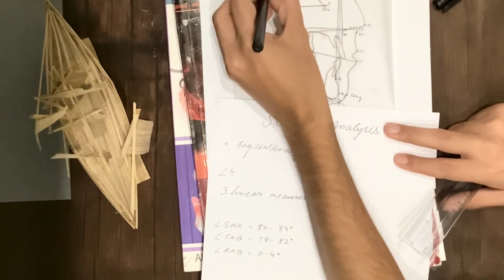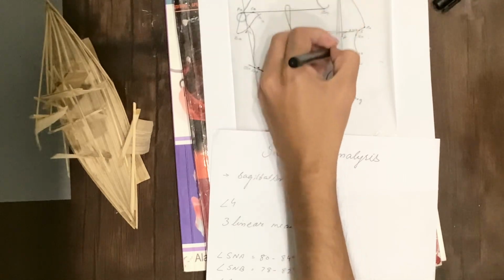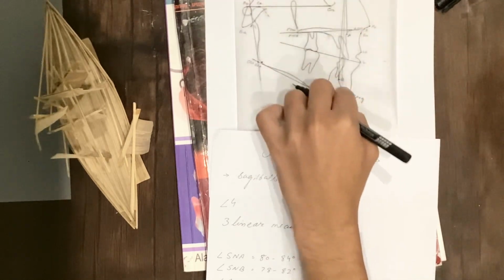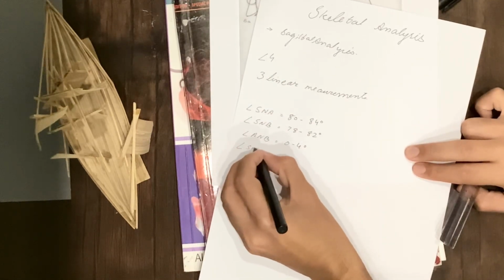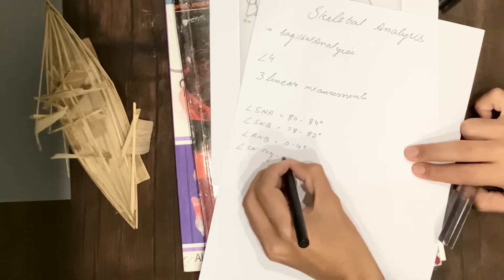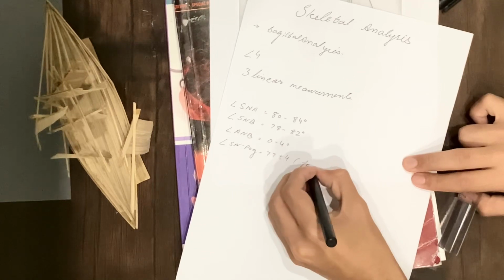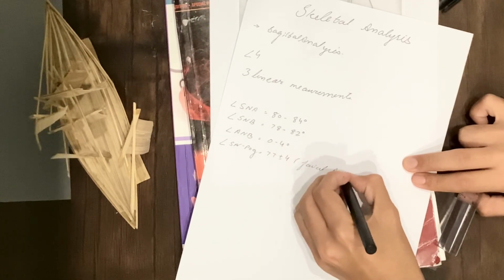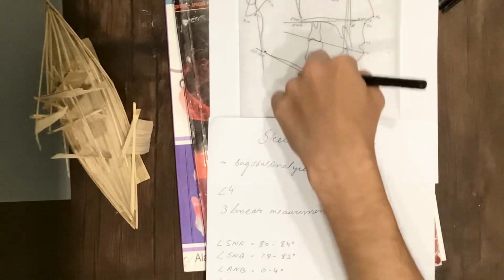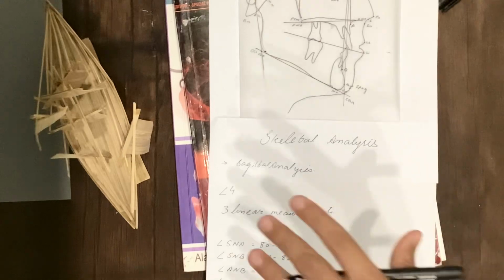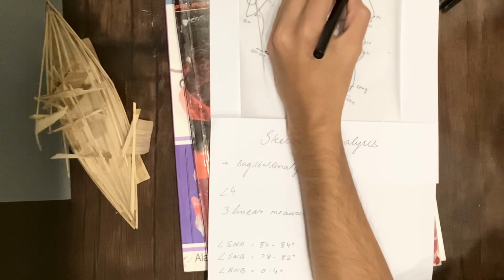And then SNPog, this angle should have a value of 77 plus or minus 4 degrees. This angle is also known as the facial angle. By these values, we can interpret the following.